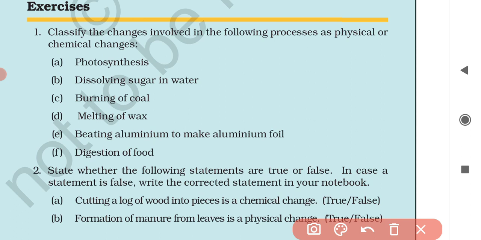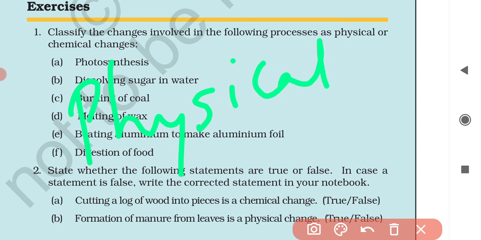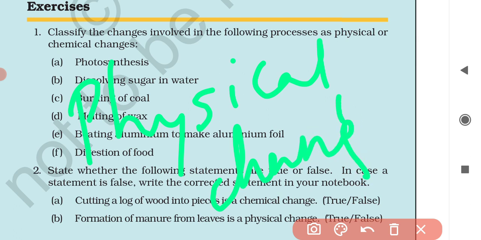Clear? Melting of wax. Melting of wax is a physical change. Why? Because the size and shape of wax will be changed during this process. Since size and shape are physical properties, melting of wax is a physical change.